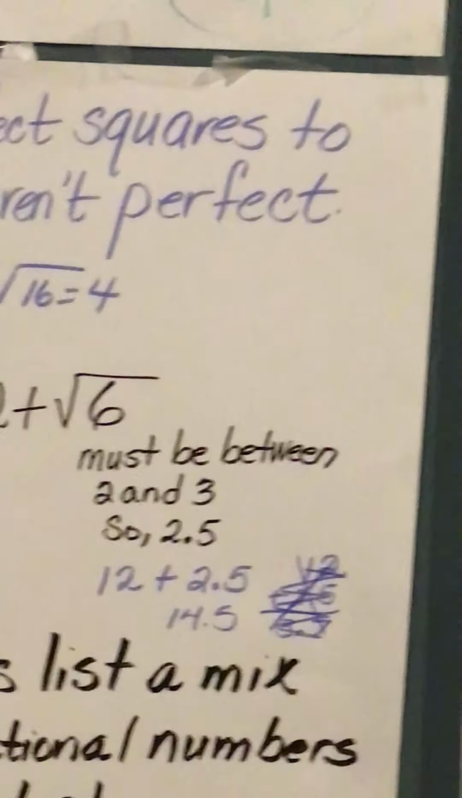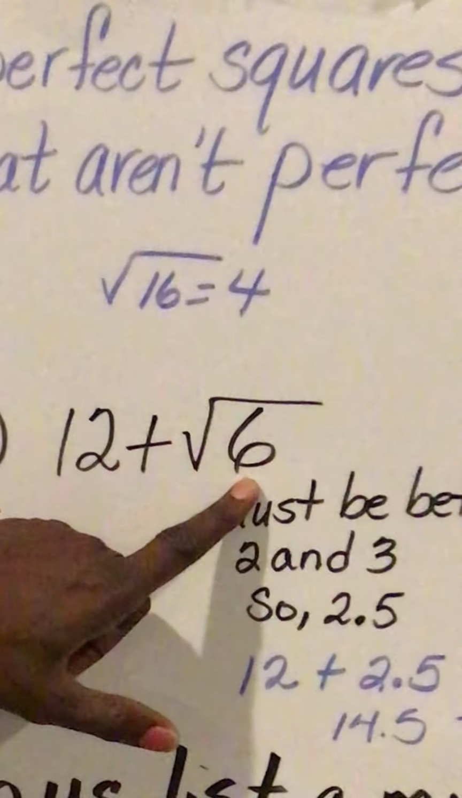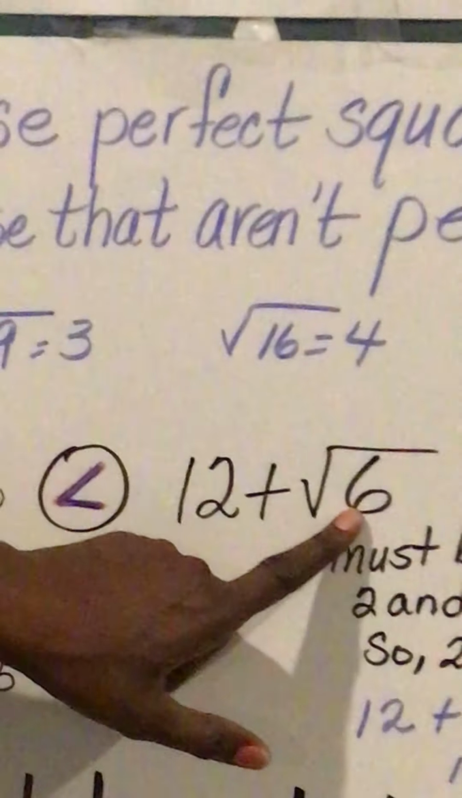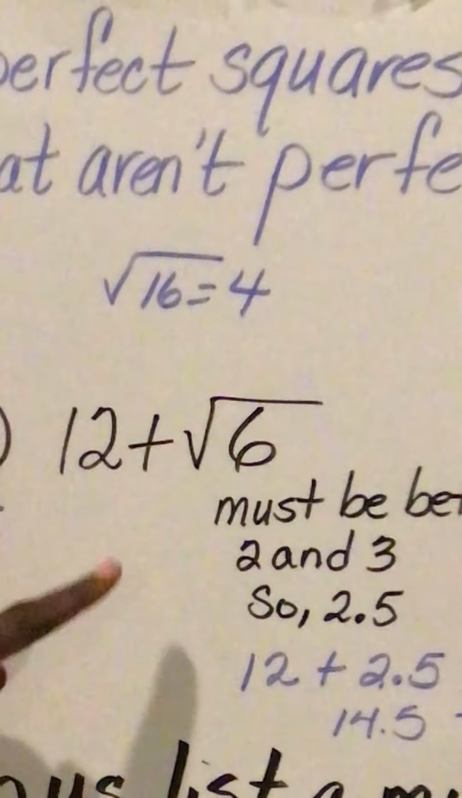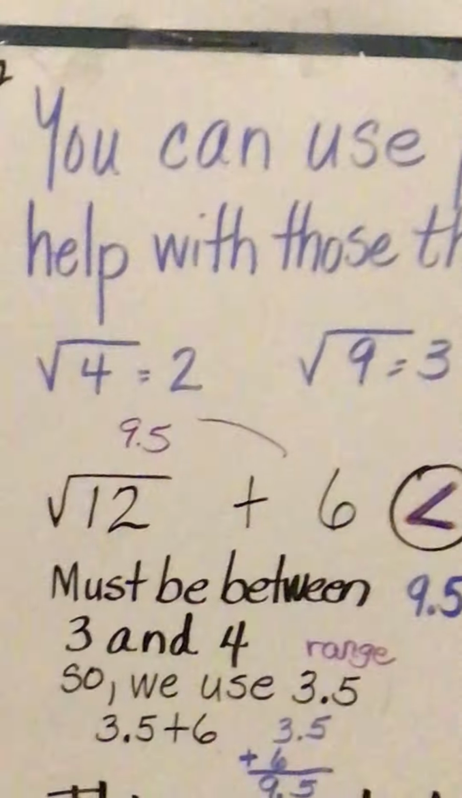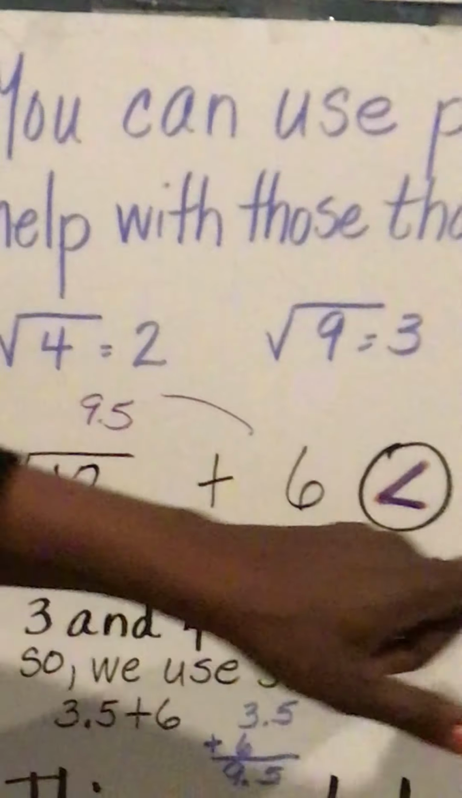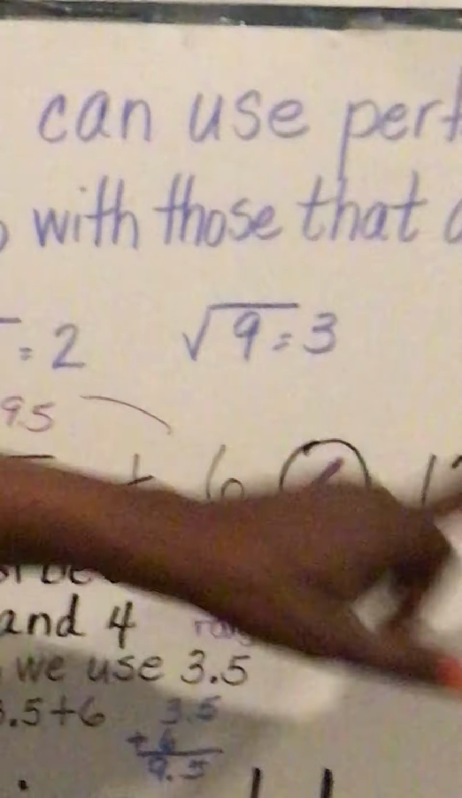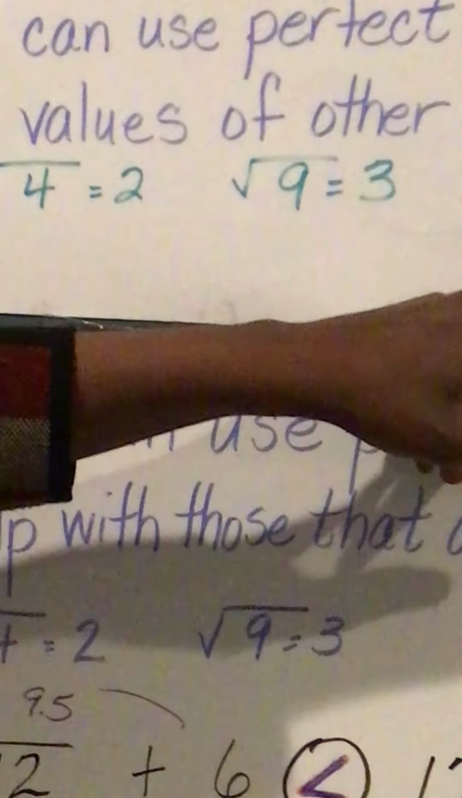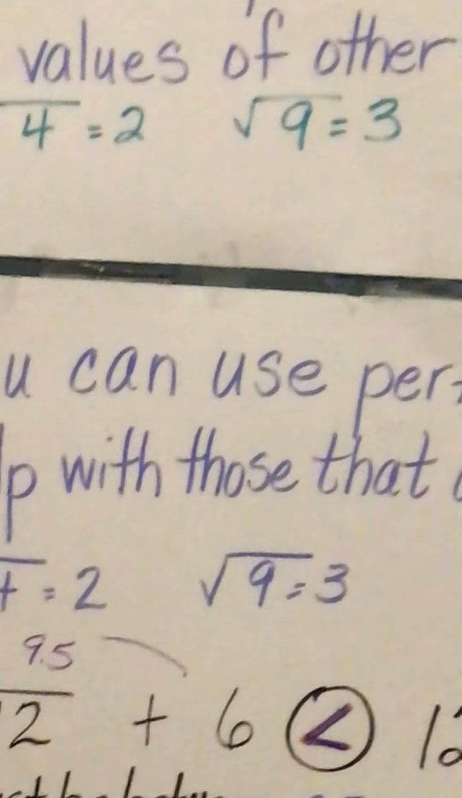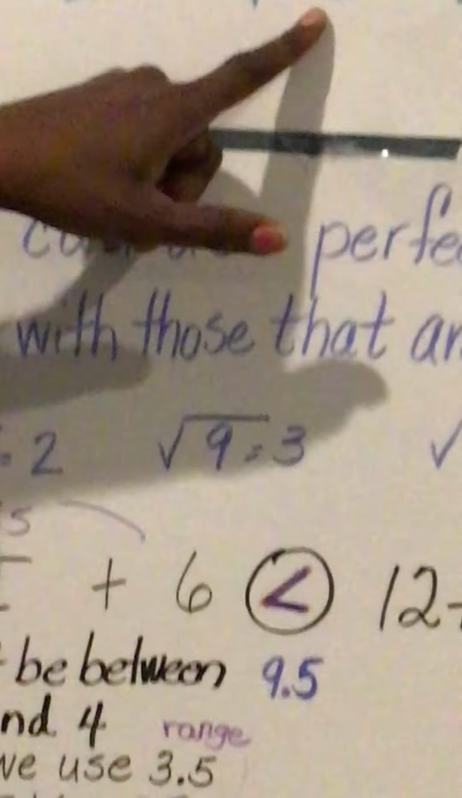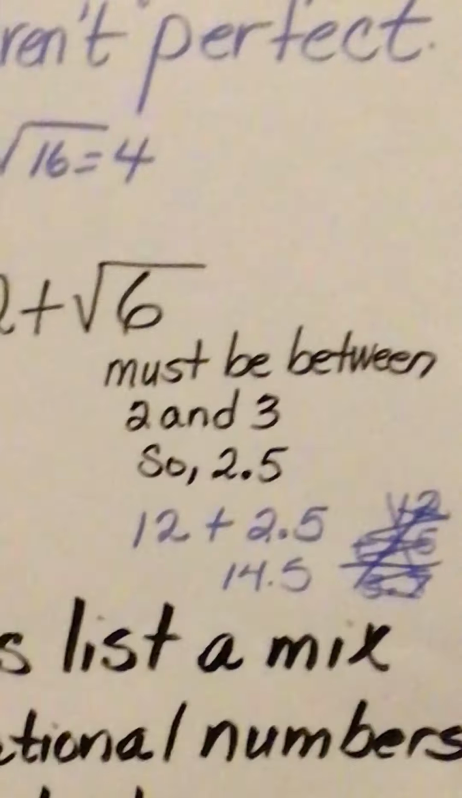Let's look over here. 12 plus the square root of 6. Well, what's the square root of 6? 6 is not a perfect square. There is no perfect square for the square root of 6. Okay? So I've got to see, where would 6 fall? Here's 2. Here's 3. Here's 4. Where would 6 be? In between 2 and 3.